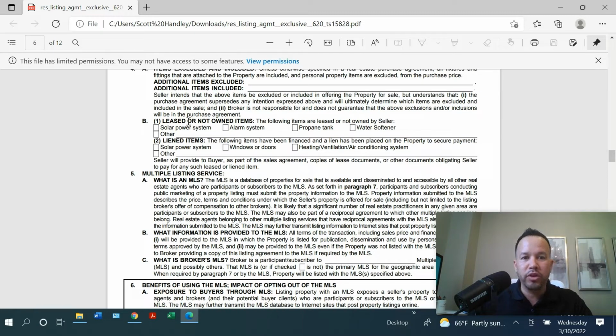And moreover, on 4B2 here, the liened items. Is there a lien on the house? The following items have been financed and a lien has been placed on the property to secure payment. Oftentimes we see the solar, windows or doors, heating, ventilation, air conditioning. There is a space right here for other where you might put a HERO program, one of those governmental programs that bill you through property taxes. That can go here as well.